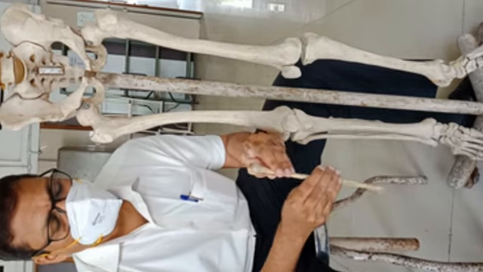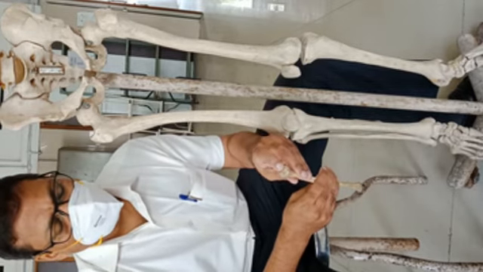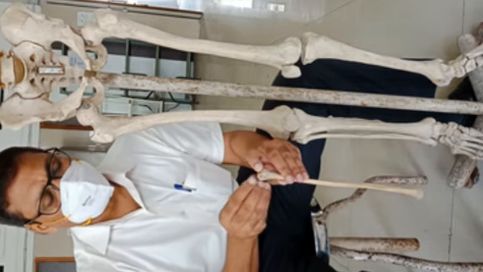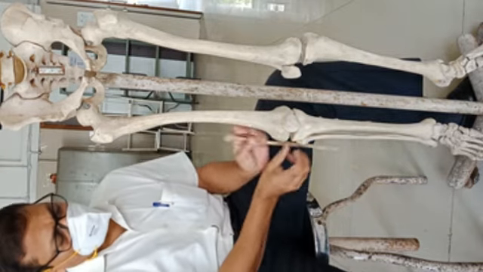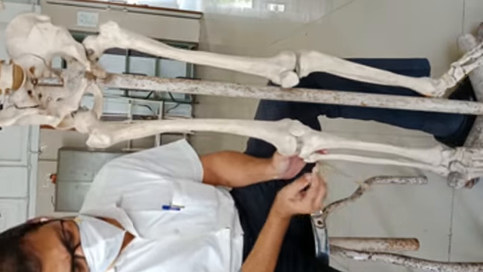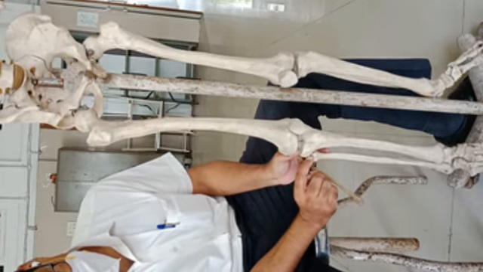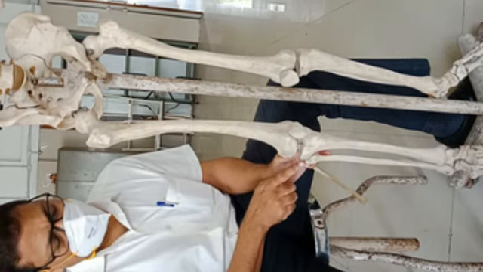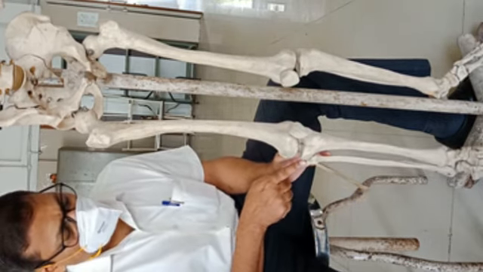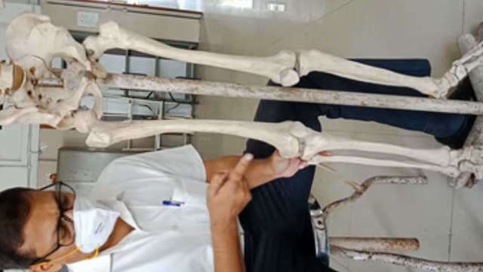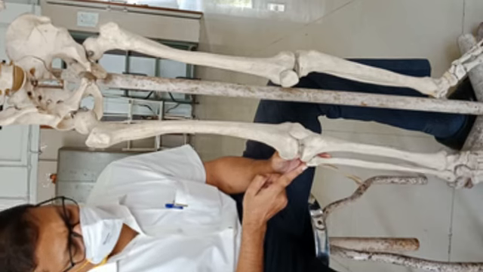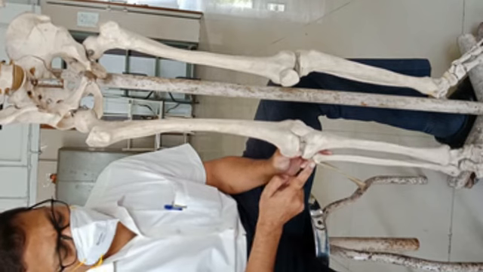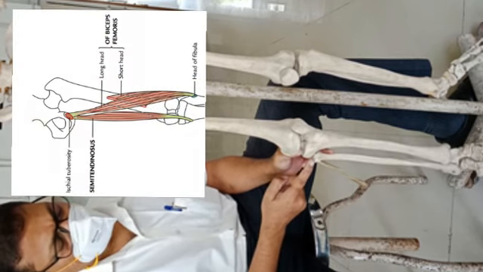So this upper part is the facet for the superior tibiofibular joint, and just behind or posterior to this facet we are getting the styloid process. Posterior to this facet is the styloid process, where the fibular collateral ligament and arcuate ligaments are attached, and just anterior to this styloid process is a space where the biceps tendon is attached.